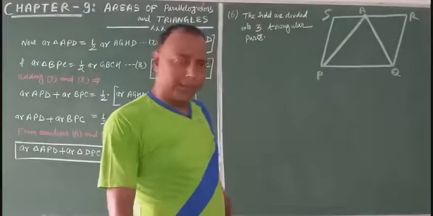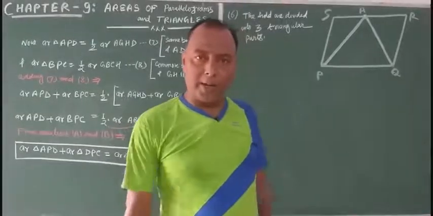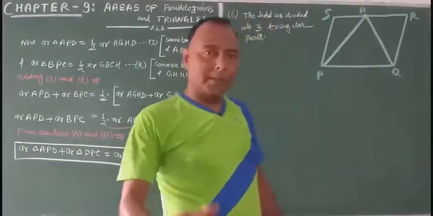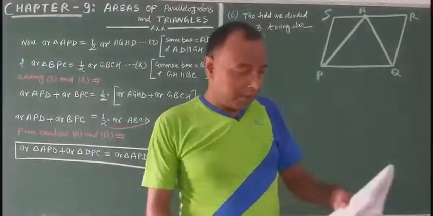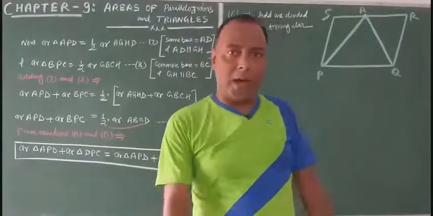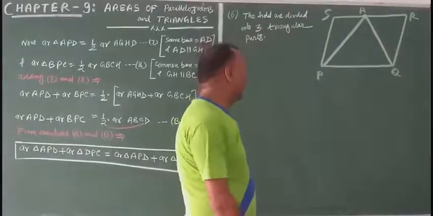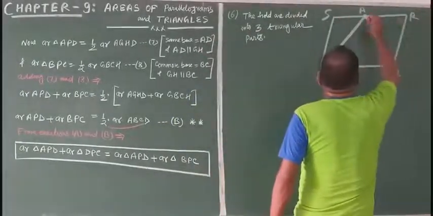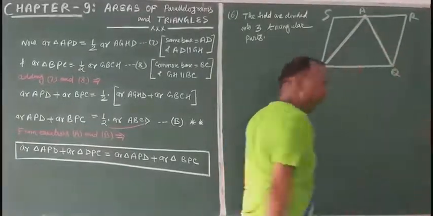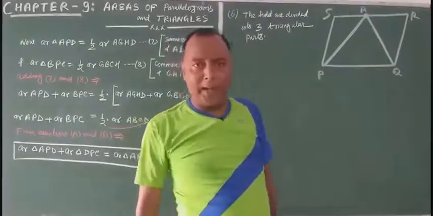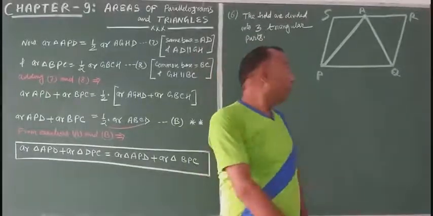Now this is question number 6. A farmer has a field in the form of a parallelogram PQRS. She took any point A on side RS and joined it to the points P and Q.